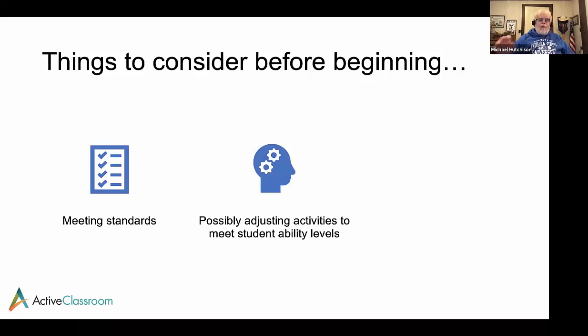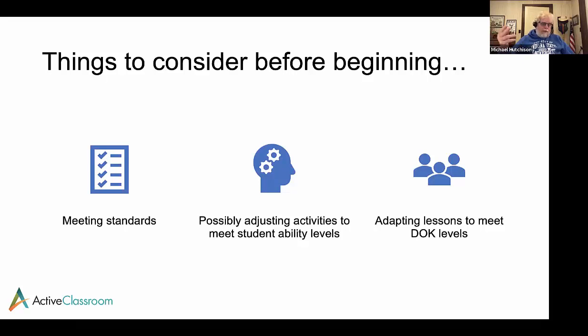We also need to be able to meet whatever student ability levels are. I taught everything from dual credit government to what I like to call meat and taters government. I had kids taking government for college credit, and I also had kids taking government simply to get a credit so that they could graduate from high school. So their ability levels were all over the chart. And of course, there's a trend towards DOK, depth of knowledge, which I'll mention as we get farther into the different activities and curriculum that Active Classroom has that we can use.